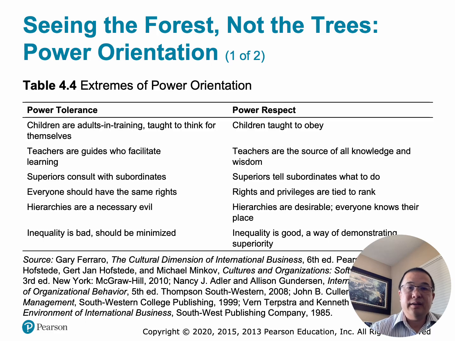Rights are tied to rank. Higher status brings more privileges. Titles and positions matter. Hierarchies are desirable. People accept clear social order. Everyone understands their role. And finally, number 6, inequality can be acceptable. Differences in status may symbolize success or superiority.